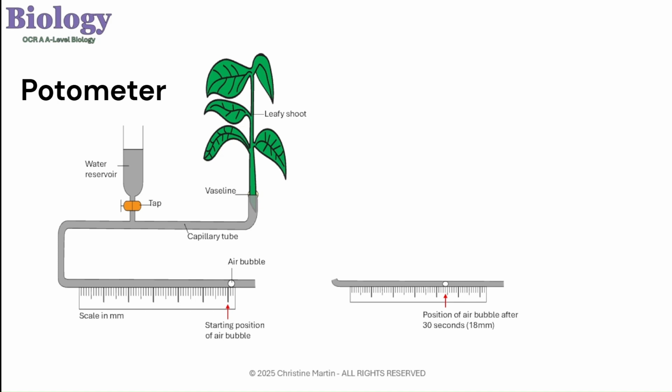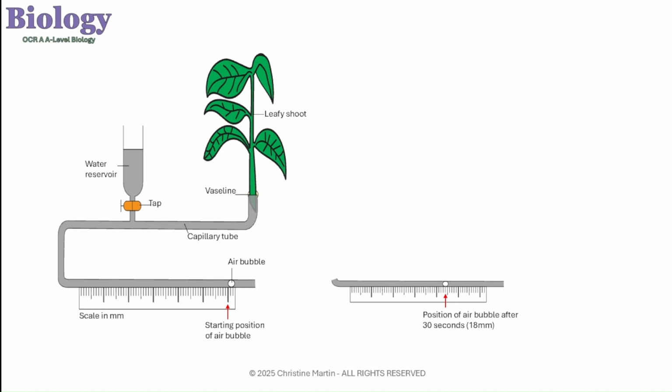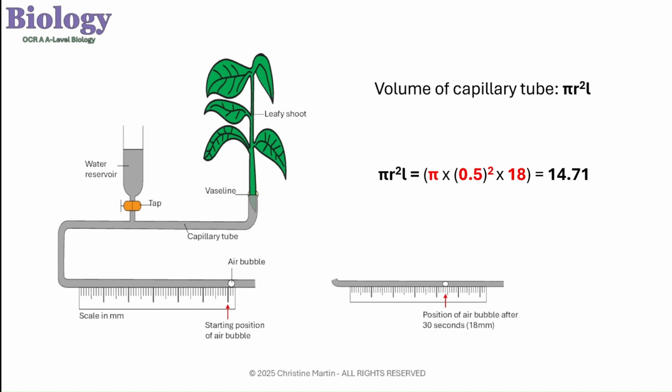This can then be used to calculate the rate of transpiration in millimeters cubed per minute. Now first you will need to calculate the volume of the capillary tube using the formula pi r squared length. So if we have our diameter, which was 1 millimeter, we would therefore work out our volume of the capillary tube by doing pi times the radius 0.5 squared times the distance that it moved.